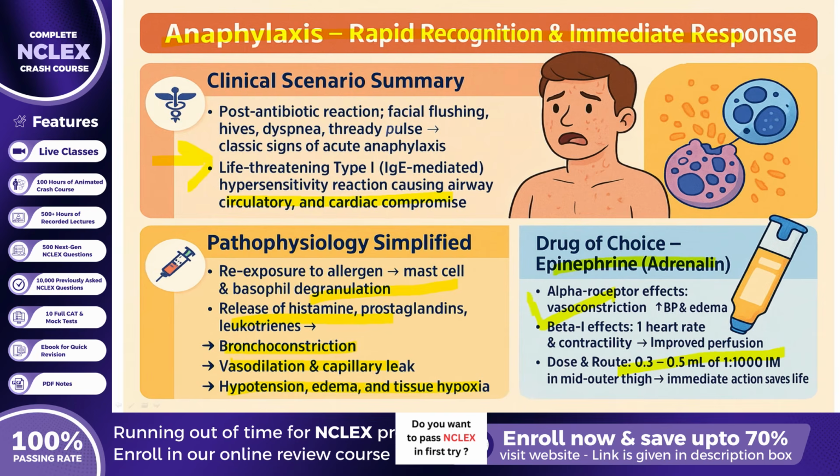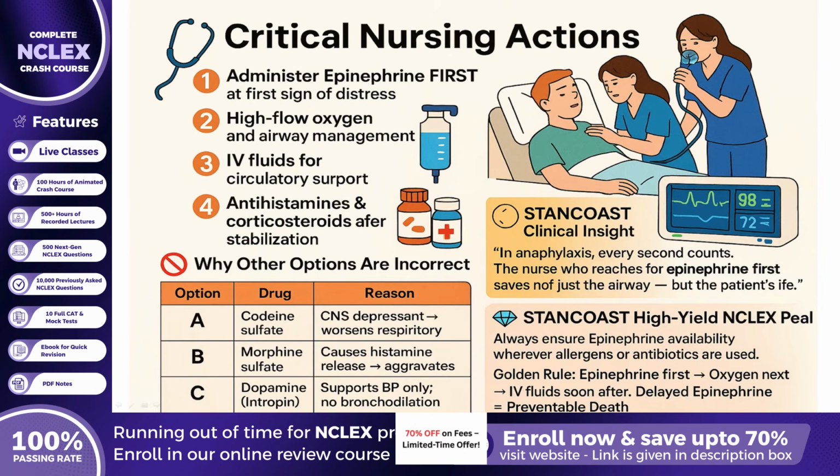After giving epinephrine, the nurse should initiate high-flow oxygen, secure the airway, and start intravenous fluids to restore volume. Additional medications such as antihistamines and corticosteroids can be administered once the patient begins to stabilize. Continuous monitoring of cardiac rhythm, oxygen saturation, and vital signs is essential during this phase to prevent recurrence or biphasic anaphylactic reactions.